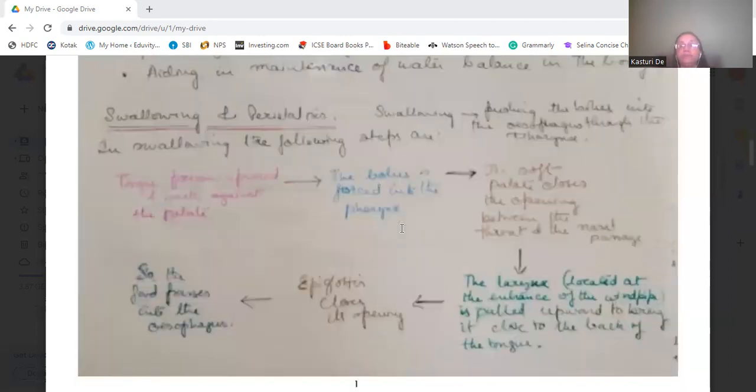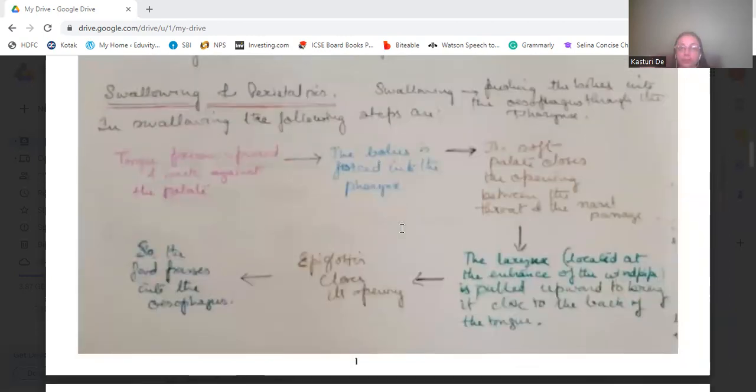Now the tongue presses upward and back against the palate. The tongue will press up and back. Then the bolus will be forced into the pharynx. So it will push the bolus into the pharynx.